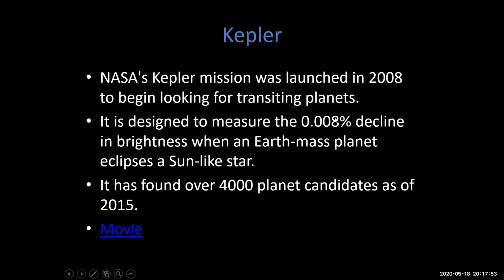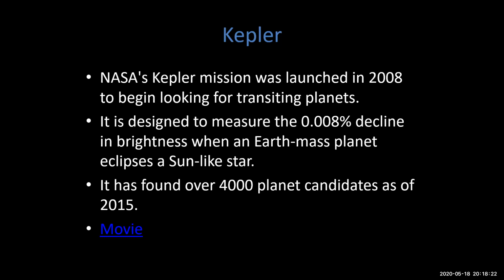And then there's Kepler. So Kepler is the big mission that did the bulk of the work in finding extrasolar planets. NASA's Kepler mission was launched in 2008 and was set just to use the transit method. The whole thing was designed: we are going to look for stars that have planets crossing in front of them.